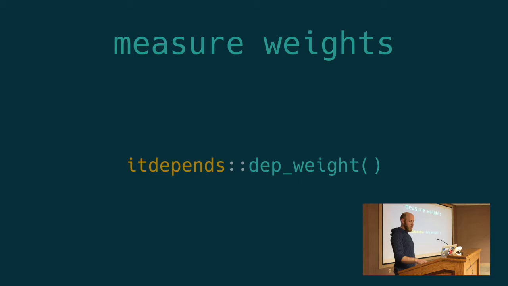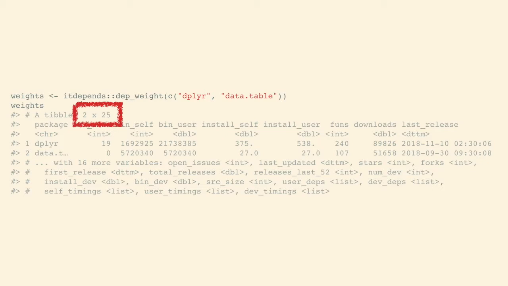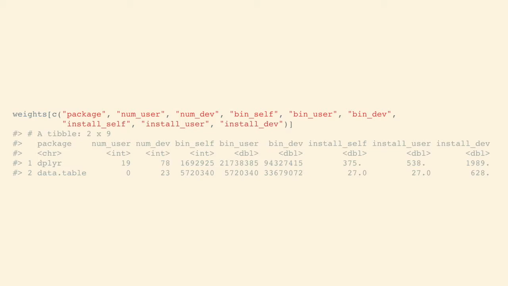So now that you've got an idea of which dependencies might be important to look at, how do you actually weigh these dependencies across some of those metrics that we talked about earlier? So this dep_weight function returns a tibble, which is just a data frame, of 25 columns of various metrics. And here I'm weighing two packages, dplyr and data.table. Because 25 columns is a lot to fit on one slide, I'm going to break it down so we can see what some of these actually are.